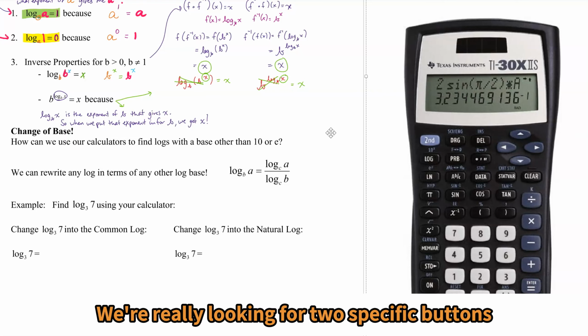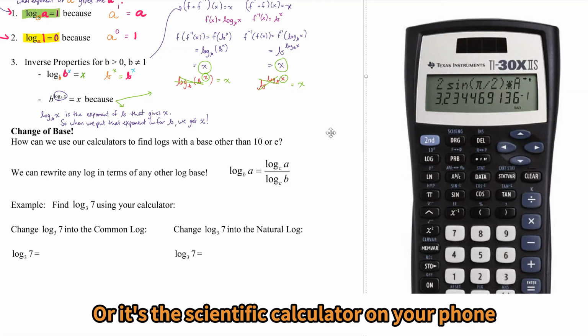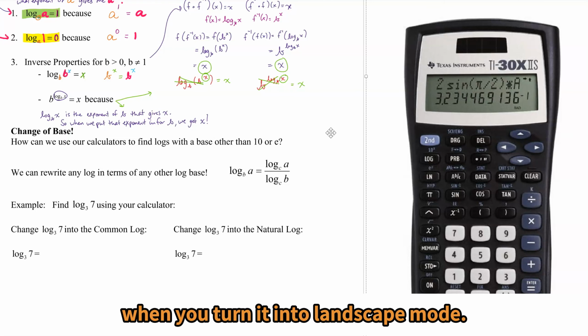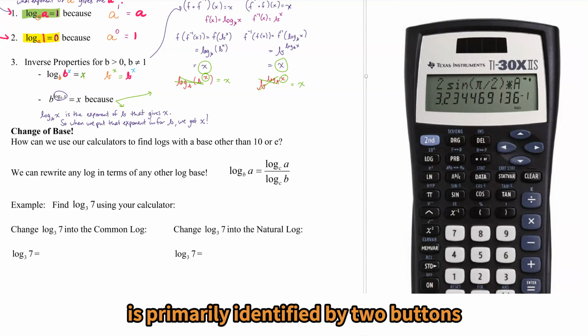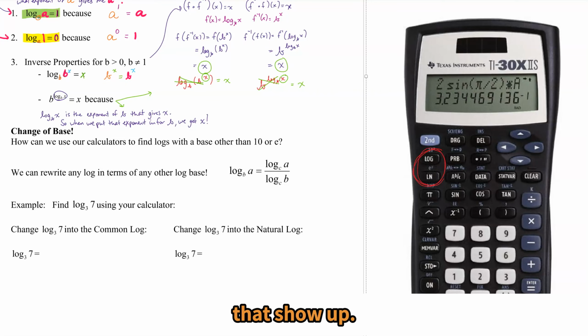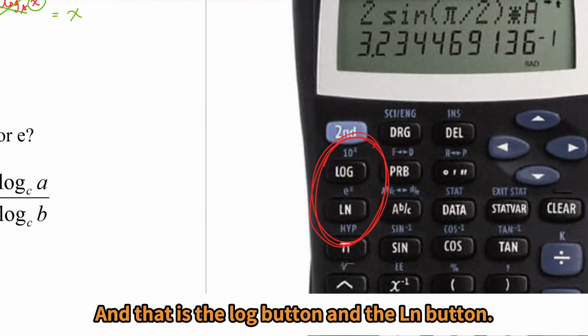We're really looking for 2 specific buttons for our algebra class. Or it's the scientific calculator on your phone when you turn it into landscape mode. A scientific calculator is primarily identified by 2 buttons that show up. Make my circle a little bit bigger. And that is the log button and the ln button.